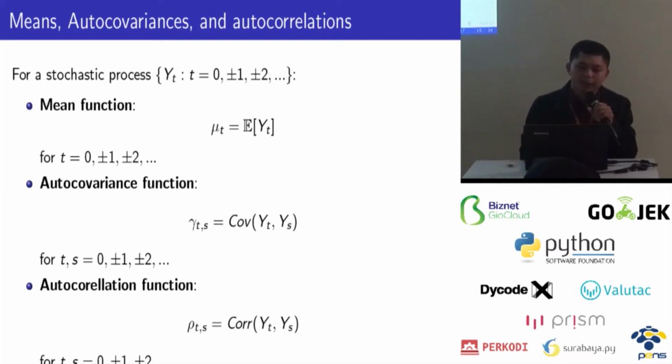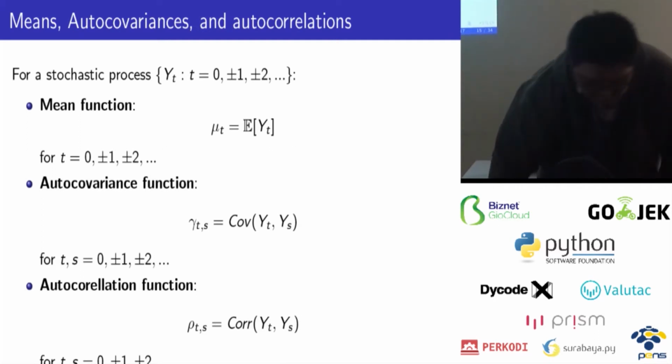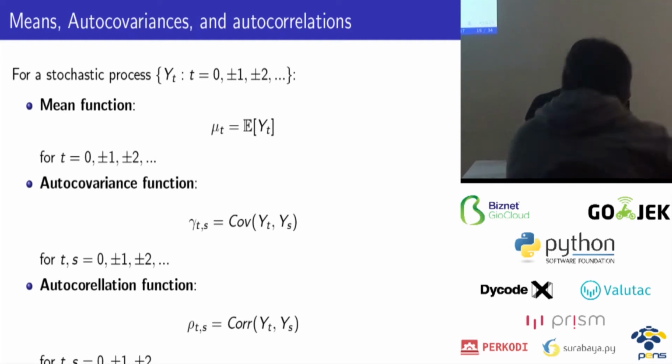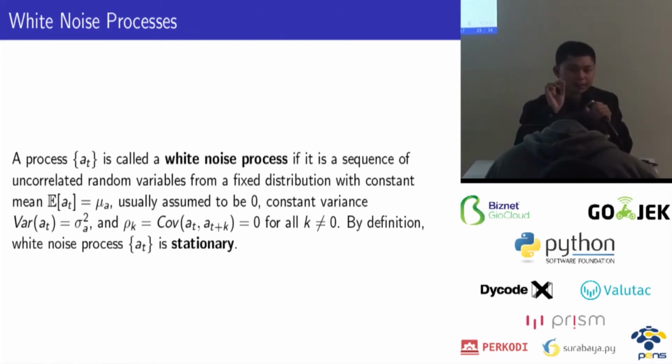Then there is the term white noise process. White noise process is simply a random process. When we talk about time series, there is a noise, and this noise is assumed to be random.